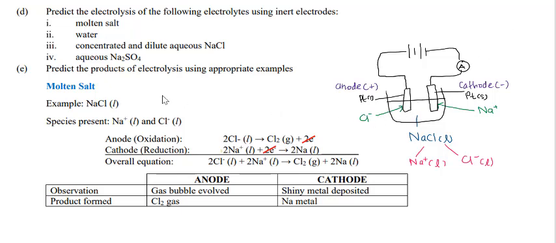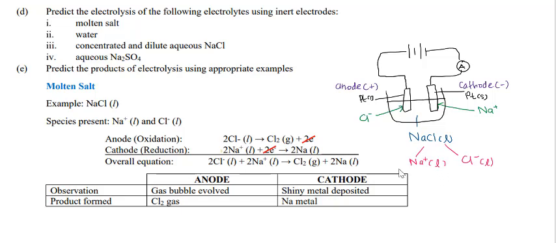Now, let's predict the electrolysis of the following electrolytes using inert electrodes. The first one is the molten salt. The electrolysis of the molten salt requires a very high temperature. This is because we are going to melt the ionic salt so that we can get it into liquid form. There are only two species present in the molten sodium chloride salt.